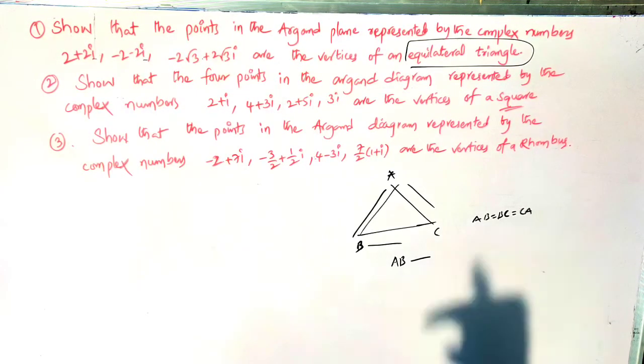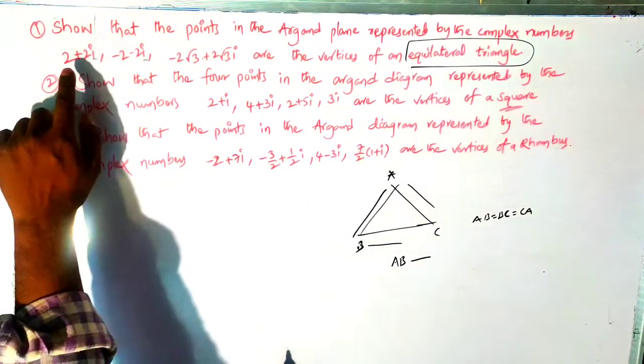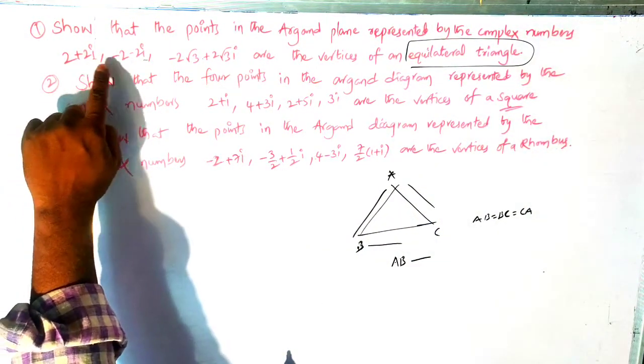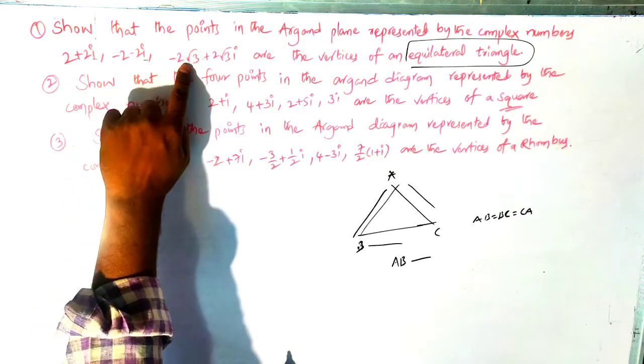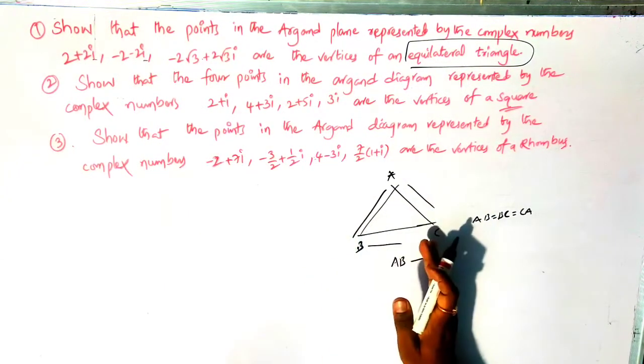So we prove it by finding the distance between A and B. We take the points A (2, 2), B (minus 2, minus 2), C (minus 2 root 3, plus 2 root 3). So x1 y1, x2 y2, x3 y3 we take. Find AB, BC and CA.